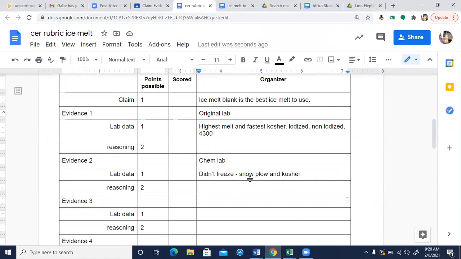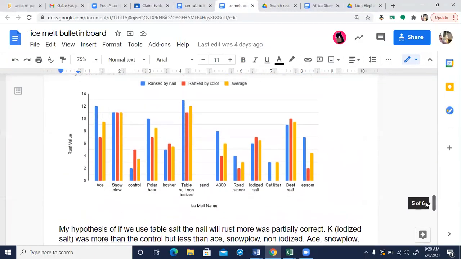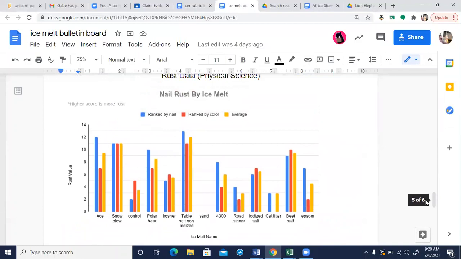Yeah, I see where I was messing up. All right, and then evidence 3 is the third lab, which is the rust lab from Phi-Sci. You guys, how are we gonna know which one's the best from the rust lab? The one that had the least amount of rust. All right, less rust. So which one's the least rusty? Give me top 3.